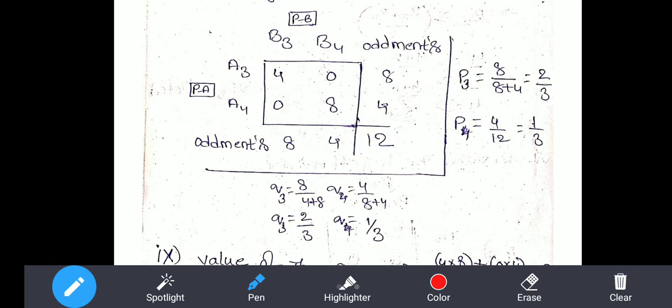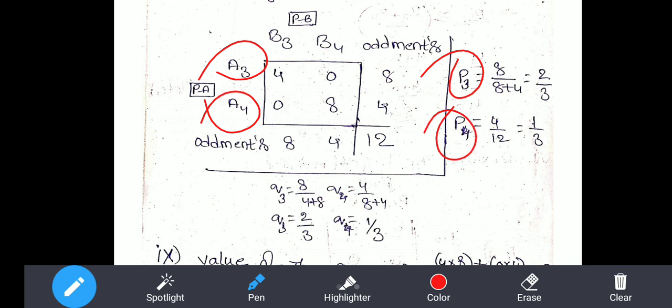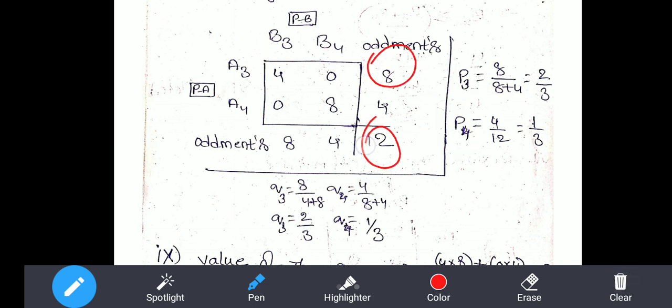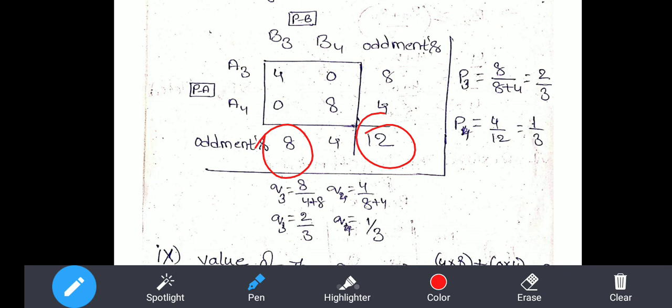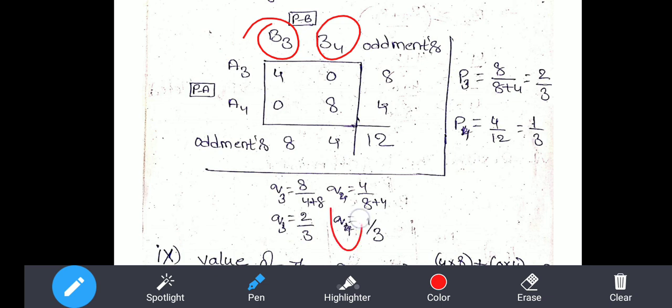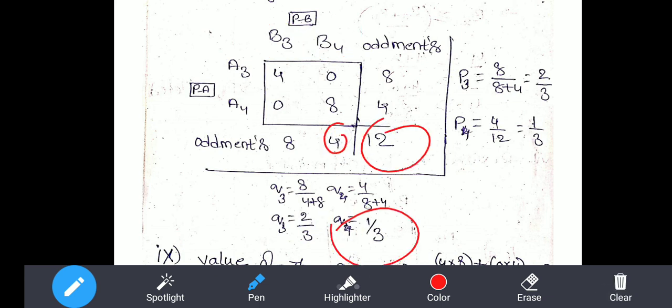Now I am going to find the probabilities. A3 probability will be P3. A4 probability will be P4. That is 8 by 12 will be the probability of it. Next, 4 by 12 will be the P4 probability. Q3 is also 8 by 12, that is the probability for B3. B4 probability is Q4, it is 4 by 12. If you simplify, you will get 1 by 3.